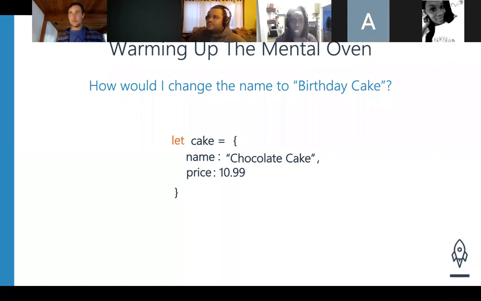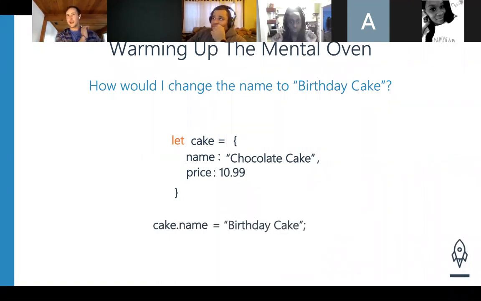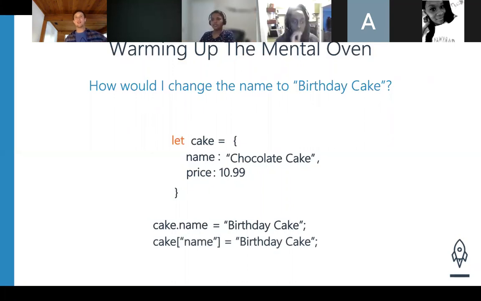Cake dot name. Very good. Equals birthday cake. Very good. And just like this, we can change those properties inside of that object using dot notation. Now, bonus points. What's the other notation we can do to do this task? Bracket notation. Very good.